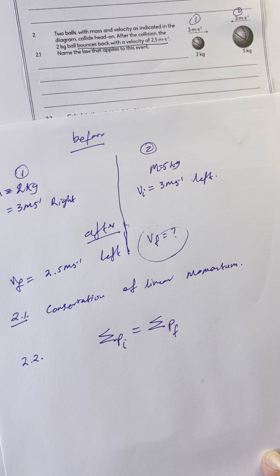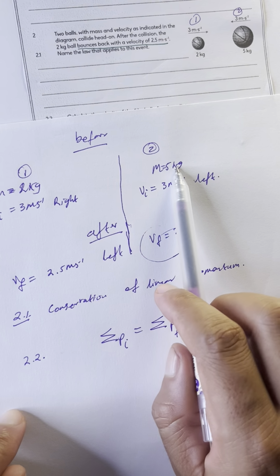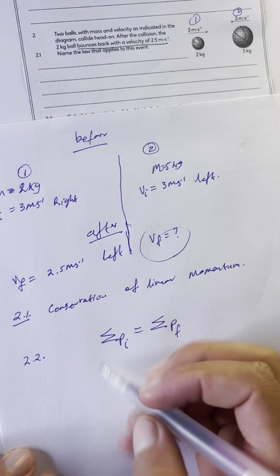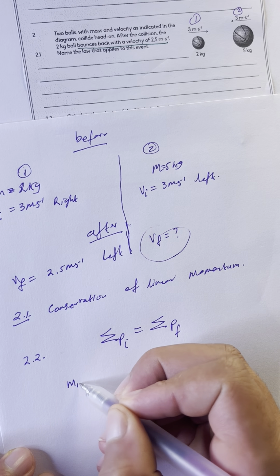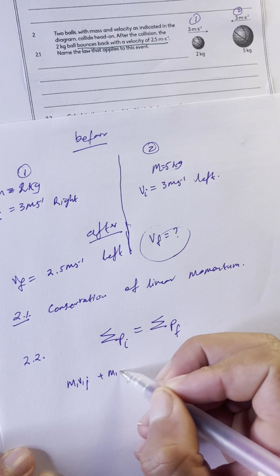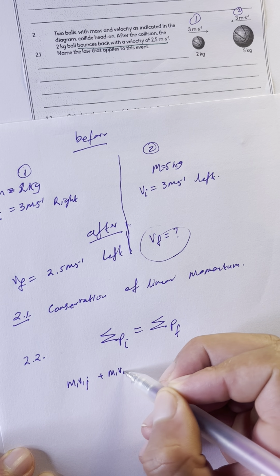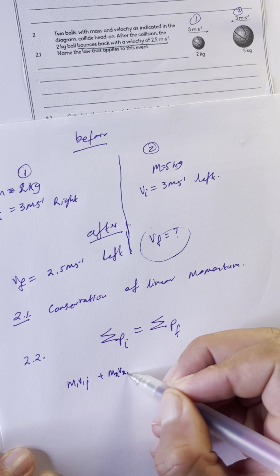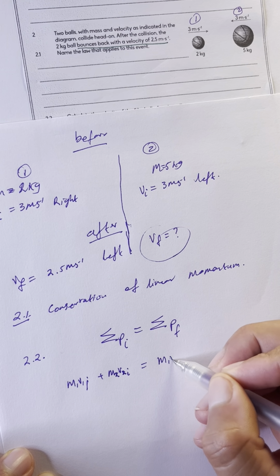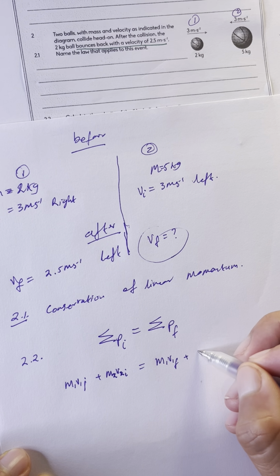And we remember this scenario. Before collision, they were separate. They hit each other and then they go into opposite directions. They still remain separate. So it will be momentum of ball number 1 initial plus momentum of ball number 2 initial, m2 v2, equals momentum of ball number 1 after plus momentum of ball number 2 after.